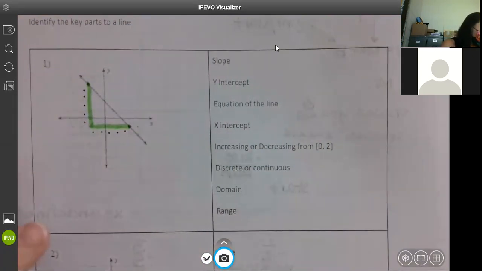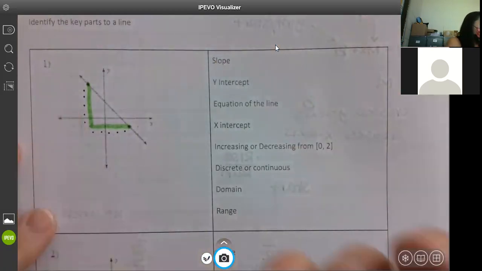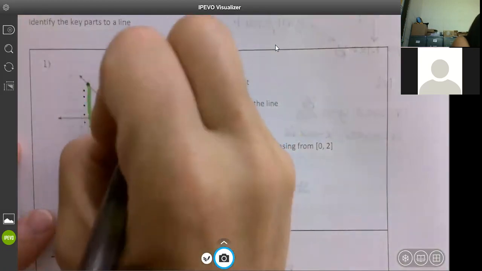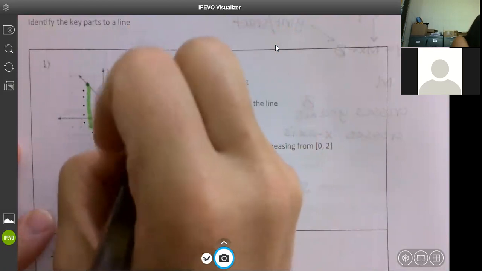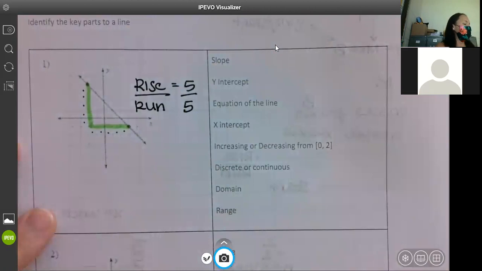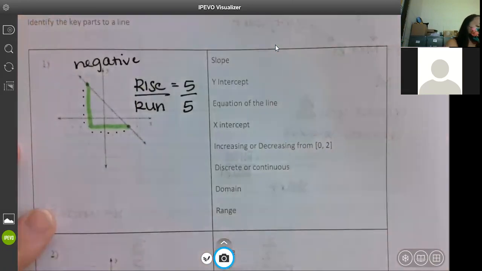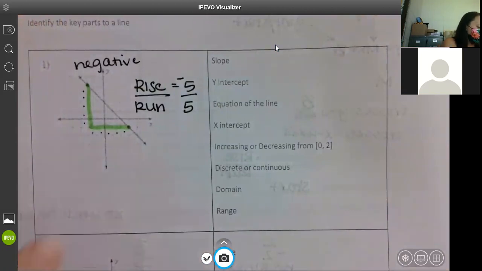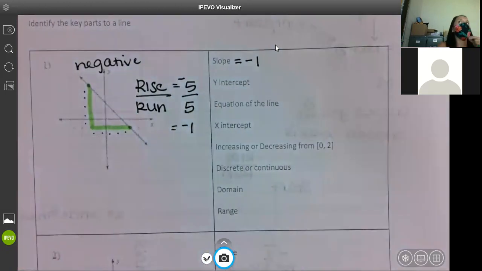What's it look like? What's our rise? Just 5, right? We'll talk about positive and negative in a minute. What's our run? And then you decide if it's positive or negative. Since this one is going down, it is negative. So we put a negative on the 5/5. What does that reduce to? So our slope is -1.